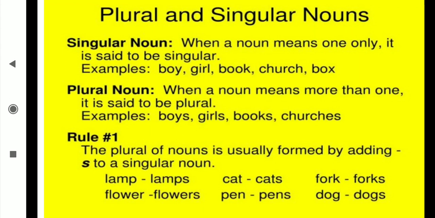Now there are a few rules to make singular into plural. To convert singular to the plural form, we are going to discuss a few rules. What is the first rule? The plural of nouns is usually formed by adding s to a singular noun. Which means, where one person or one place is there, to that we join s, and by joining s we get the plural form.